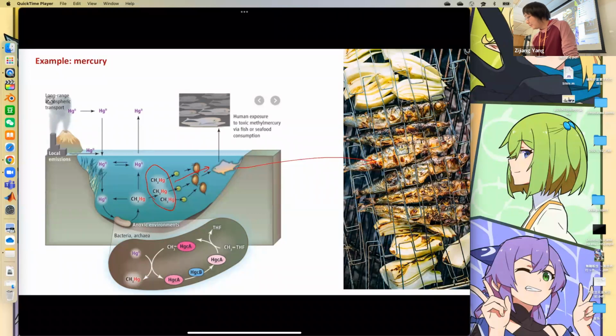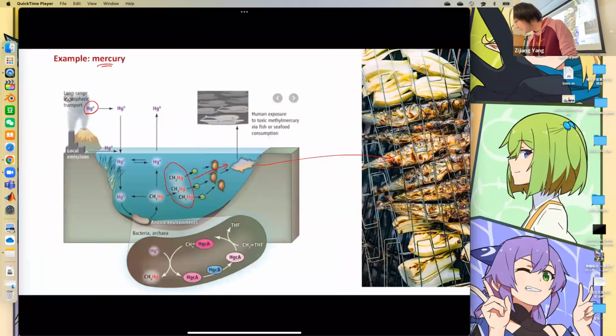But mercury also has some differences, because the pure state of mercury has a relatively large vapor pressure, so it can stay in the air. In other words, it can be transported in the atmosphere and go to other places or remote places, and then it will precipitate and form some other stuff.